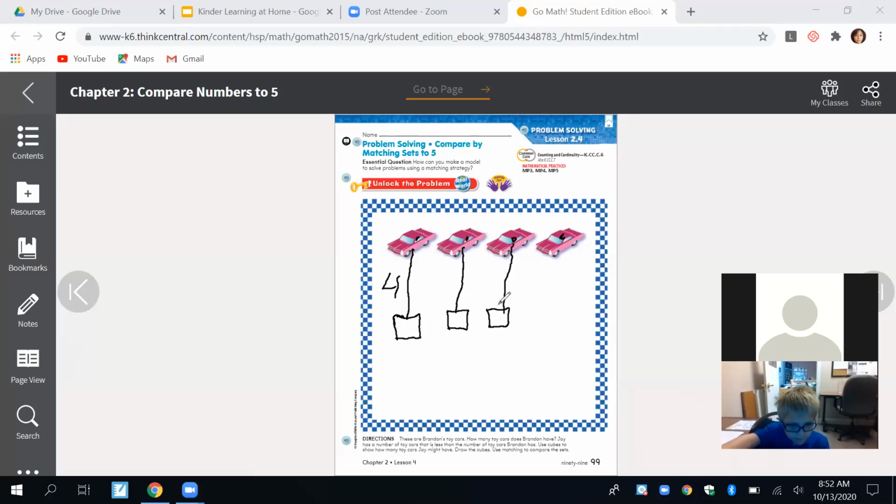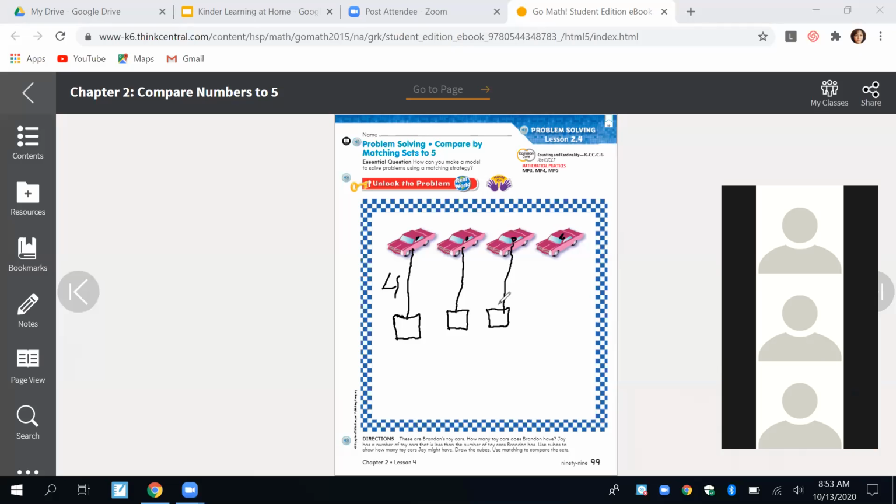Did all the cards have a partner or a match? I'm going to ask Emilio. No. So number 4 is greater or less than 3? Is it greater or less? 4. Greater. The number 4 is greater. So number 3 is less. Yes. Less. Good job, Emilio. Thank you for working this problem with me.